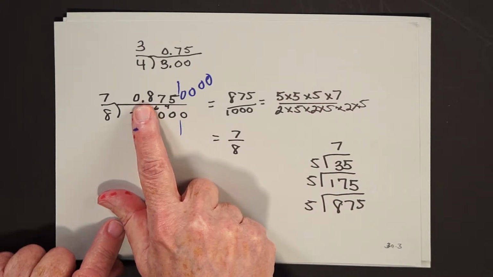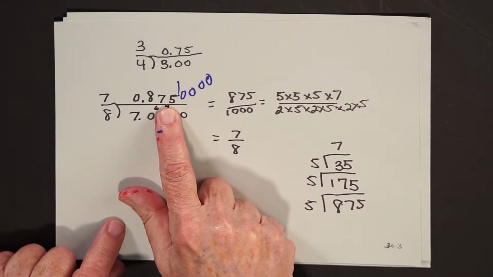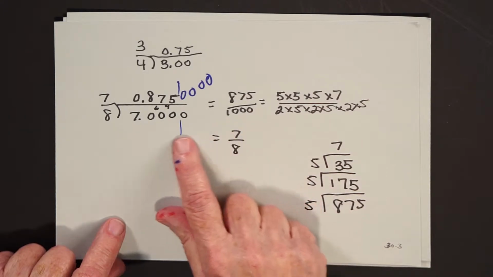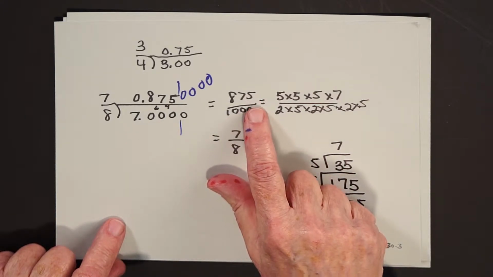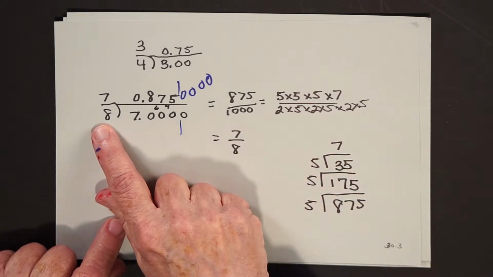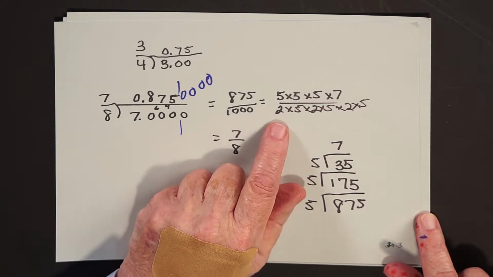Without the decimal point, I see 875. There are 3 digits to the right of the decimal point, so I want 3 zeros to the right of the 1 over here. And what that says is this would be 875 over 1,000, which doesn't look like 7/8, but watch what happens. Remember, 1,000 is what?